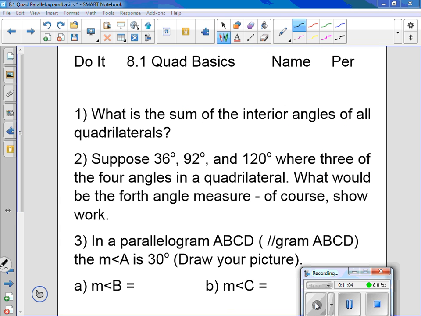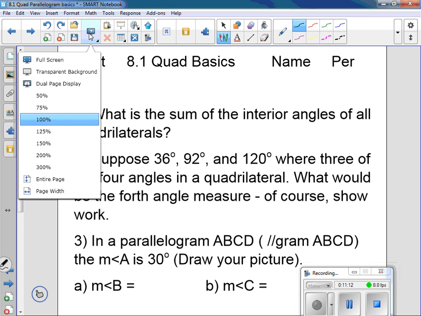Let's go through these several do it problems. Let's bring that to class next time. I'll scroll in on them so you can see them.